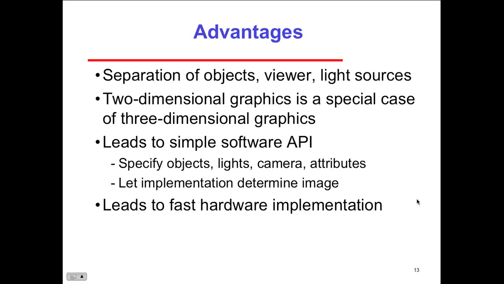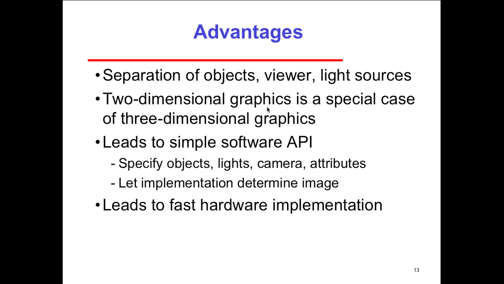Advantages: the separation of the objects, the viewer, and the light source gives us flexibility. We can add objects to the scene, take objects away, or animate objects in the scene, and we can apply the light source to it, and also the viewer perspective. Two-dimensional graphics is a special case of three-dimensional graphics, and what we're talking about is the two-dimensional graphic plane. We're going to hit three dimensions after we talk about basic concepts. This leads to simple software APIs, aka OpenGL.